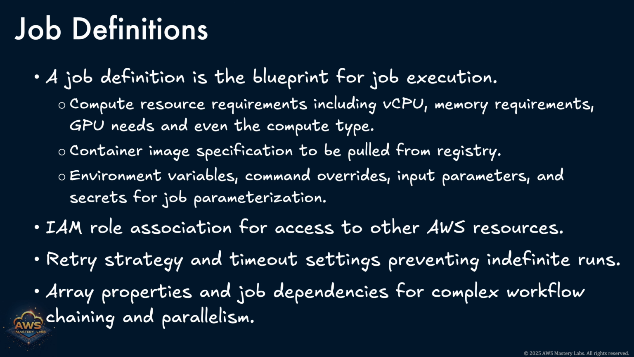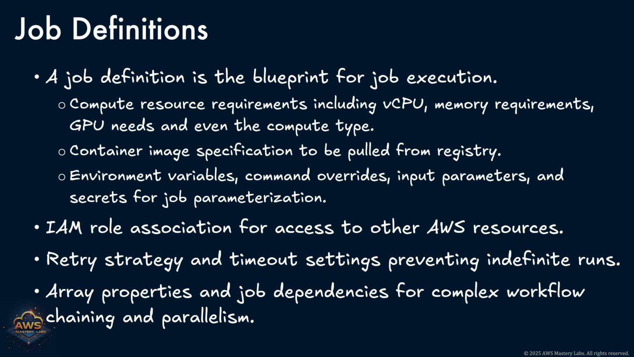You can define retry strategies to control what happens if a job fails. AWS Batch can automatically retry the job a specified number of times, helping increase reliability. Timeout settings ensure that jobs don't run indefinitely in the event of a hang or error. Job definitions also support array properties and dependencies, allowing you to run many similar jobs in parallel or build sequential workflows where one job starts only after another completes.